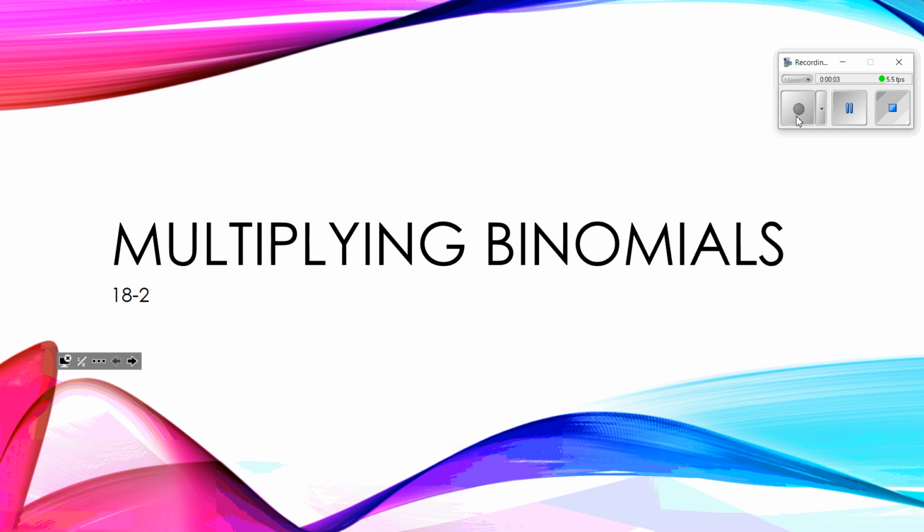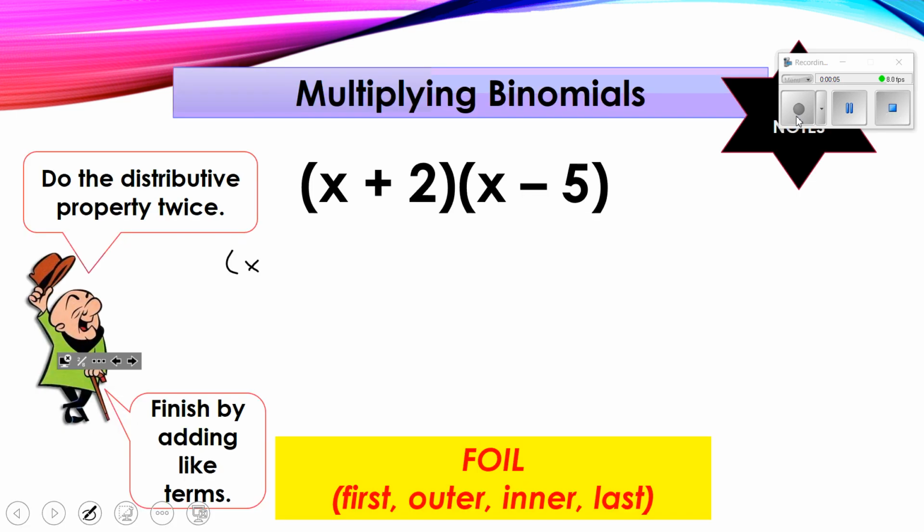Today we're going to be multiplying binomials. If you remember back to our last lesson, we were multiplying a monomial times a binomial, and we were using the distributive property. Today we're also going to use the distributive property, but you have to go through the distributive property twice. So we're going to use something that we call FOIL, which basically leads you through the distributive property twice.